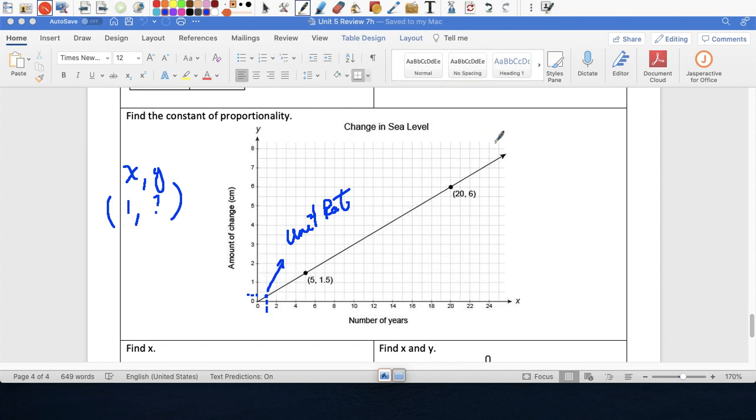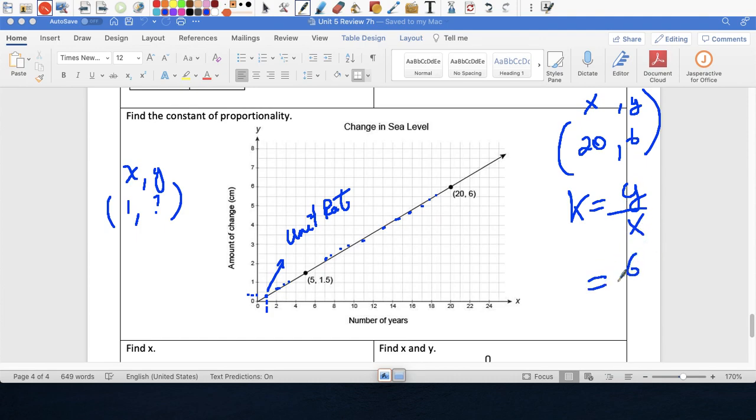So how do I find the constant of proportionality? Pick any point on this line, doesn't matter which one, because it's a proportional line. Let's pick 20 and 6. So we write x and y. So the point 20 and 6, if you want to use 5 and 1.5, that's fine. Then go k equals y over x. It's y, 6, x is 20. Simplify, you get 3/10. It's asking us to find the constant of proportionality, so k equals 3 over 10 or 0.3. Okay, so it's up to you.